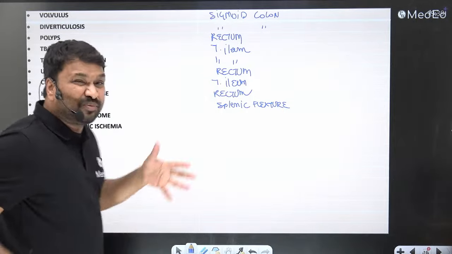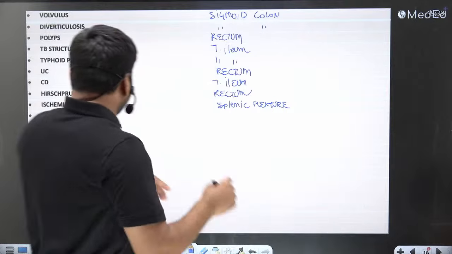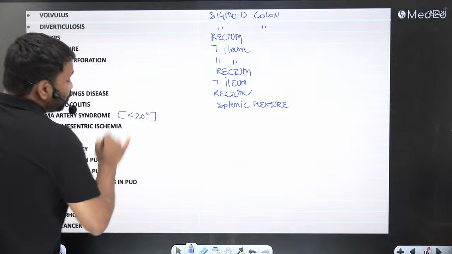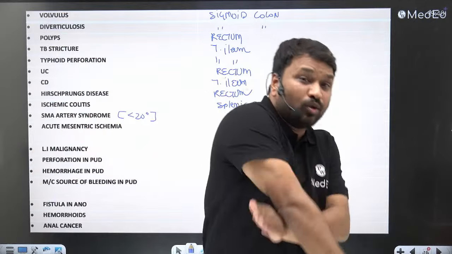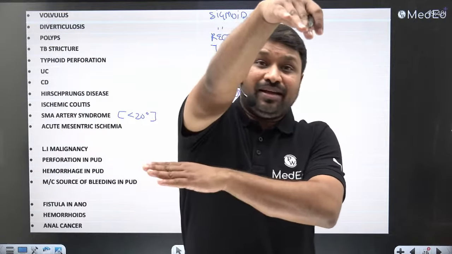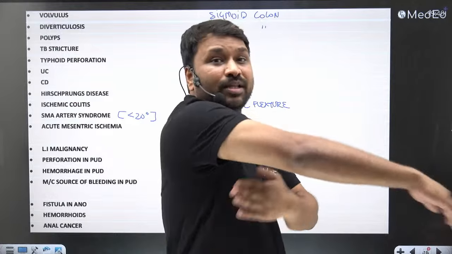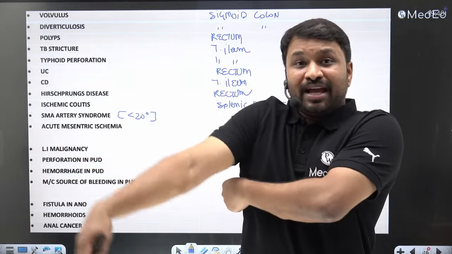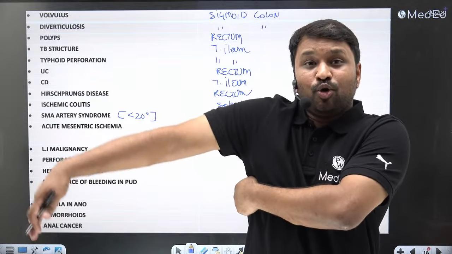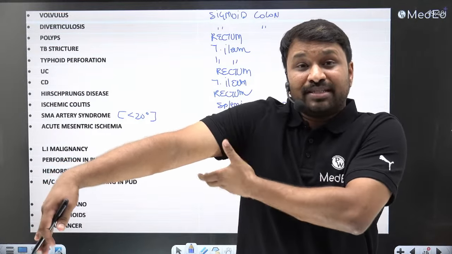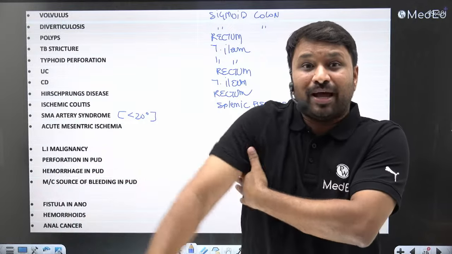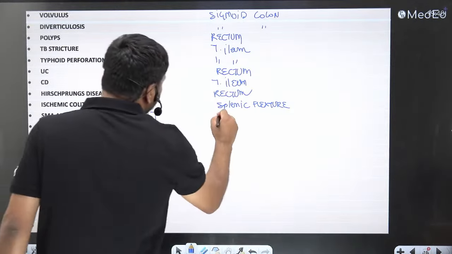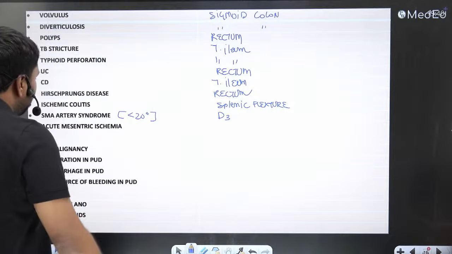Superior mesenteric artery syndrome, SMA syndrome. Achha, pehle to SMA syndrome kab hota hai? When the takeoff angle is less than 20 degrees. Superior mesenteric artery originates and goes above the third part of the duodenum. If this is my aorta, this is the superior mesenteric artery, and this is the duodenum. Theek hai? This superior mesenteric artery should go at a certain angle. Why? Because there's a fat pad here. If there is loss of fat, this collapses. If it collapses, it compresses the duodenum. Which part of the duodenum is compressed? It is the third part of the duodenum.